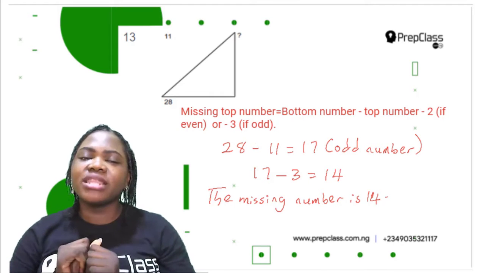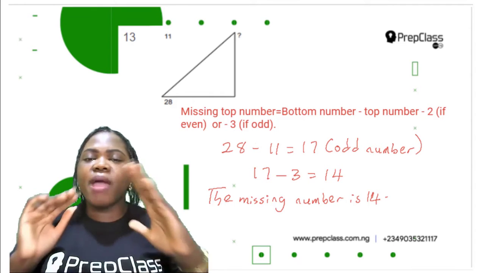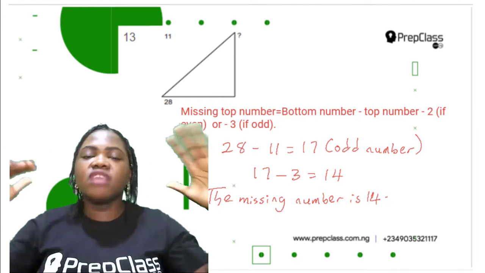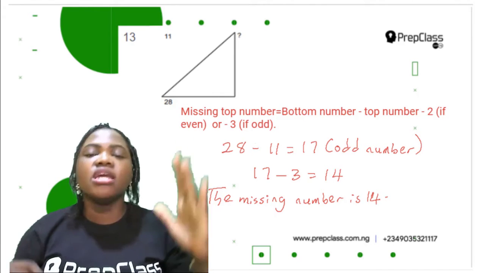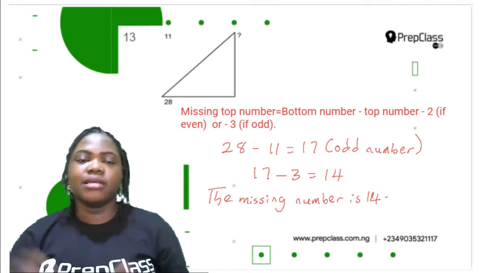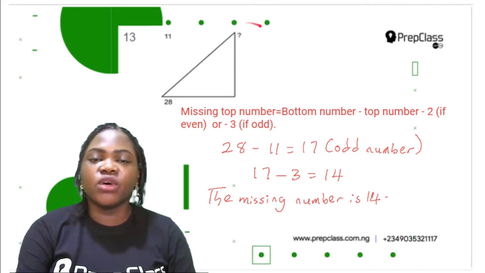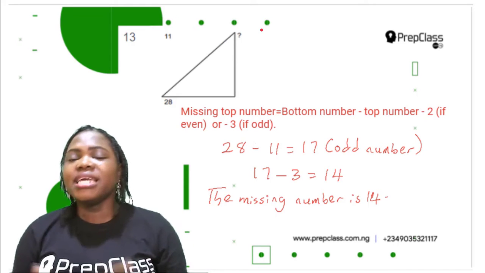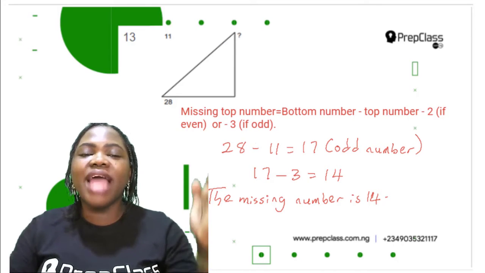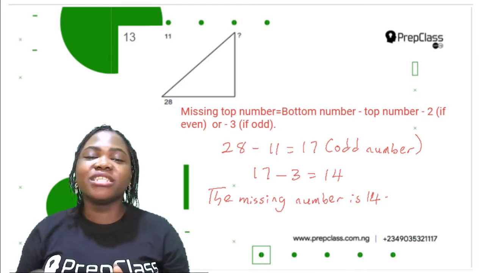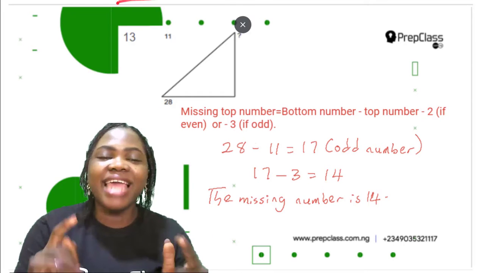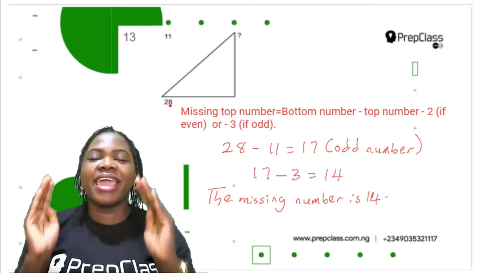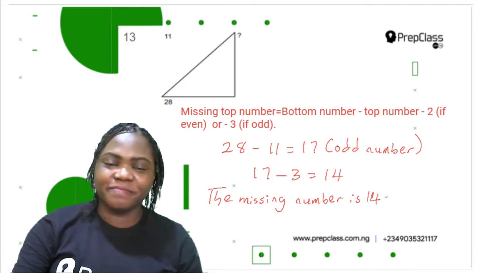But how are we sure that we are correct? Now, remember from the samples, all you do is add the top numbers. If the sum is an even number, add 2. If the sum is an odd number, add 3. So let's do that. 11 plus 14 is 25. Is 25 an odd number or an even number? It is an odd number. So what do we do? We add 3. So 25 plus 3 is what? 28. So that is correct. So that means that we got it correctly. The missing number here is 14.